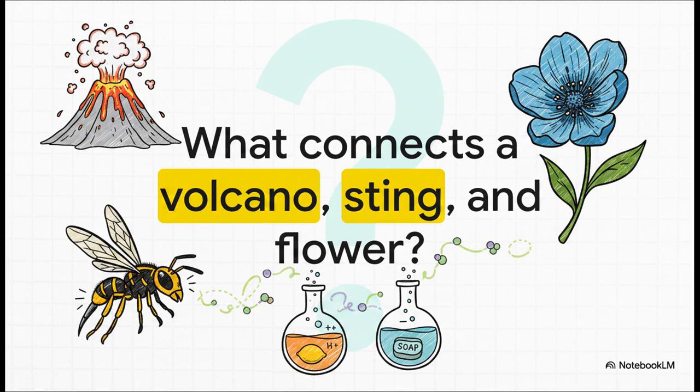So let's dive right into this with a bit of a curveball question. What do a science fair volcano, a painful wasp sting, and a beautiful blue flower all have in common? On the surface, absolutely nothing, right? One is a childhood rite of passage, one completely ruins a summer picnic, and the other is just a nice addition to a garden. But beneath the surface, they are all governed by the exact same chemical principles. It's that delicate and sometimes really volatile dance between acids and bases.